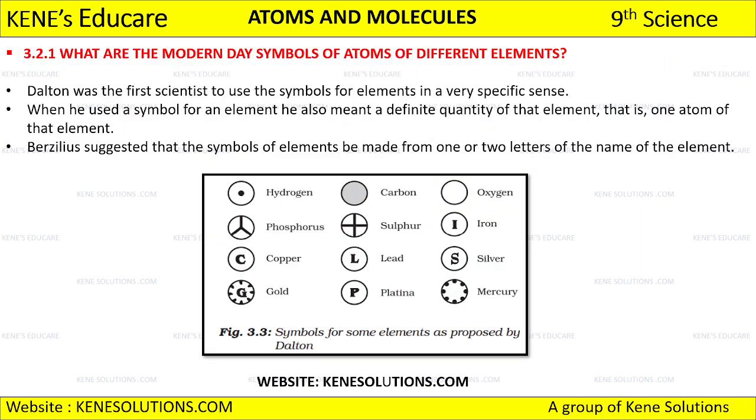After this, we discussed the modern-day symbols of atoms of different elements. This is the table of the symbols of some of the elements which were proposed by Dalton. But after that, Berzelius came and suggested that symbols of elements can be made from one or two letters of the name, and that is how we have the symbol system that we use nowadays. We don't use Dalton's symbols because they are a bit confusing.